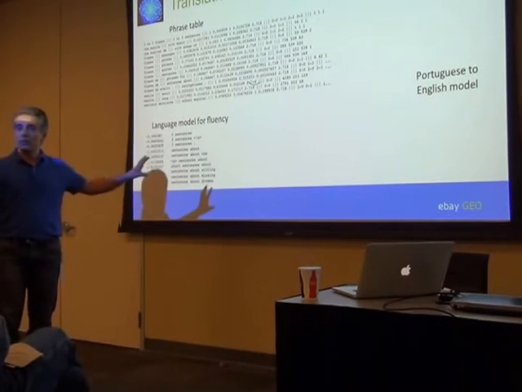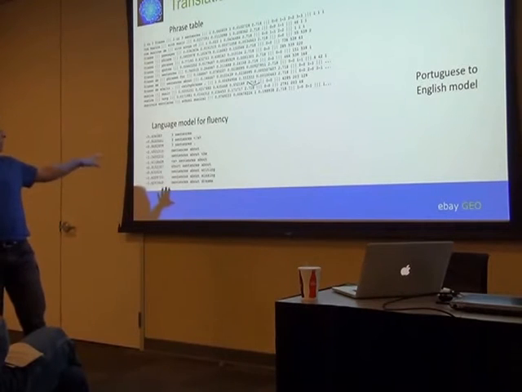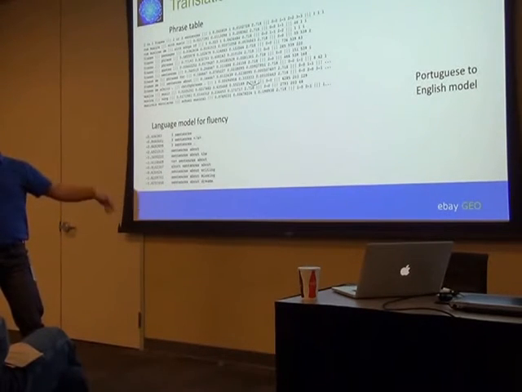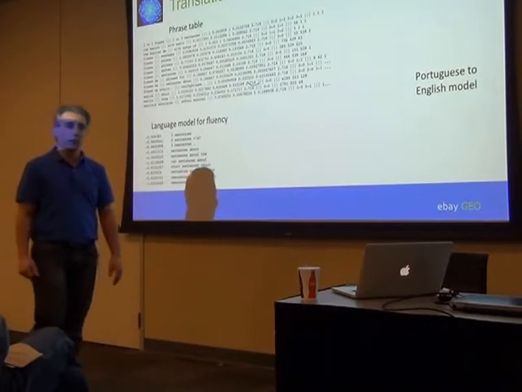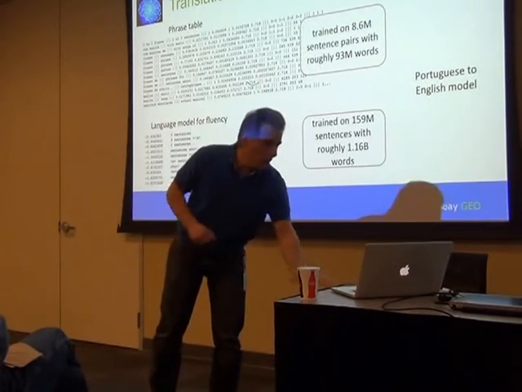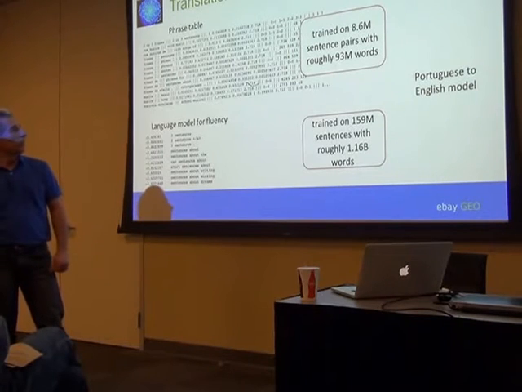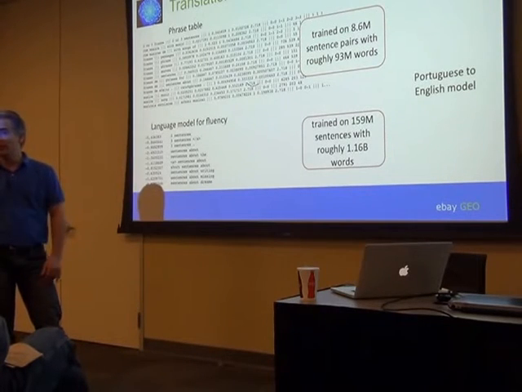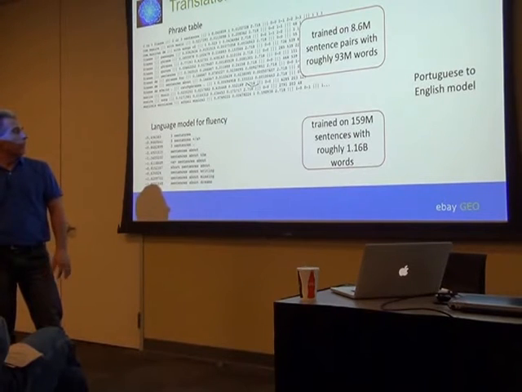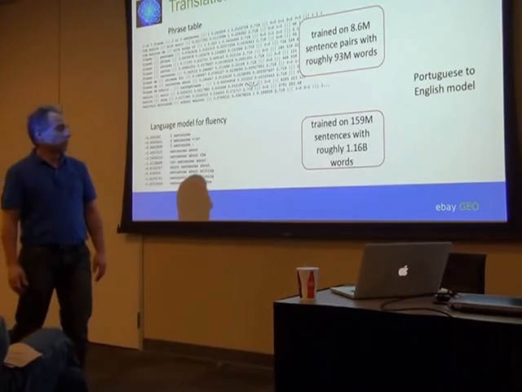And also, as I said, the model also contains a model for fluency, which is basically all the sentences observed in the monolingual training data with their likelihood. So I think here it's log negative probabilities, but basically it's the likelihood of each of the sentences. So this was one of the earlier models we trained, and this one was trained on 8.6 million sentence pairs, containing roughly 93 million words. And the fluency model was trained on 150 million sentences containing about 1 billion words.